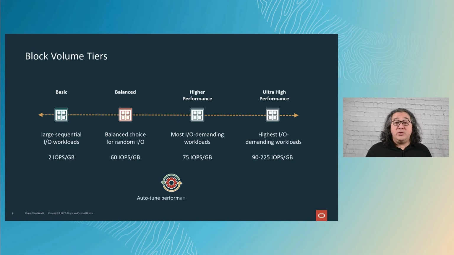Along with the ability to change the tiers, the block volume service also has a feature called Auto-Tune Performance. If a block volume is detached from one instance and this feature is turned on for that volume, the volume performance will be changed to the basic level, avoiding unnecessary spending.